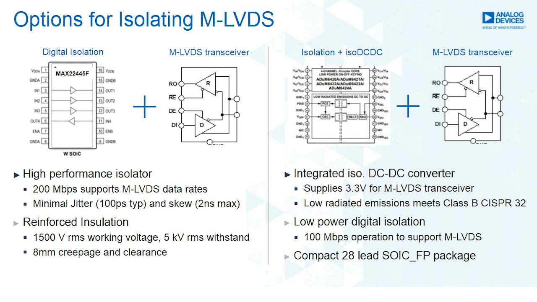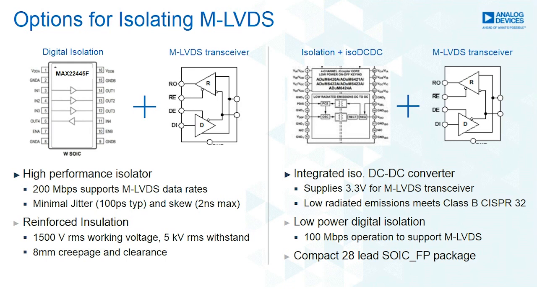And it does this while adding minimal jitter of about 100 picoseconds typical, and only a max of 2 nanoseconds pulse width distortion. So very high performance single-ended digital isolator here. And the insulation specifications are pretty impressive as well, with 1500 volt VRMS working voltage, 5 kV withstand, and 8 millimeters creepage and clearance, which makes it suitable for use in a majority of applications where reinforced insulation against mains is required.